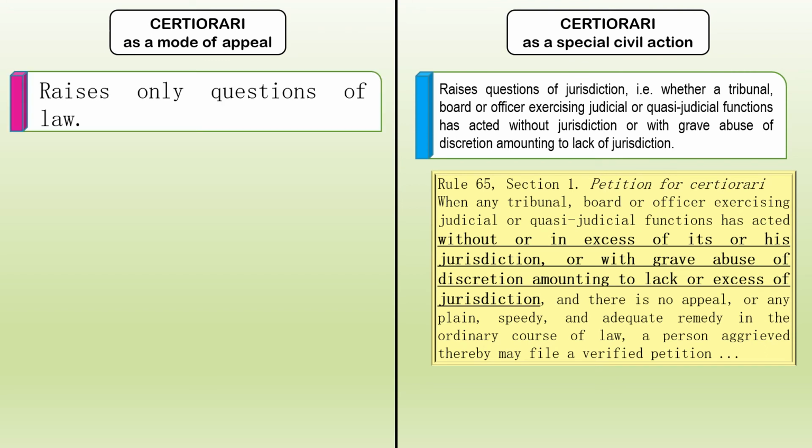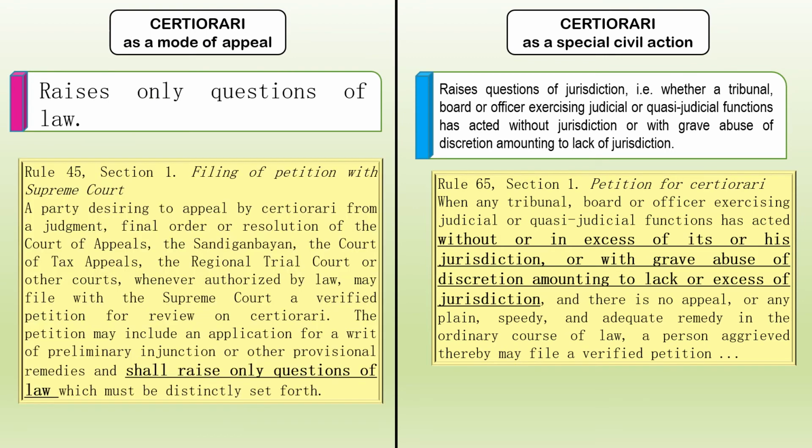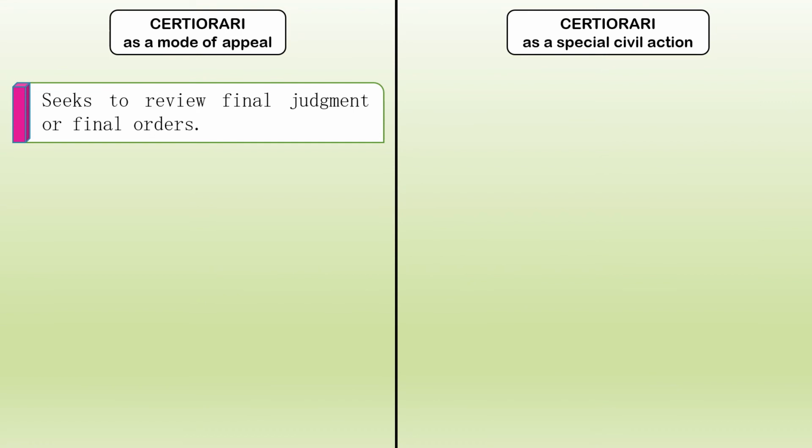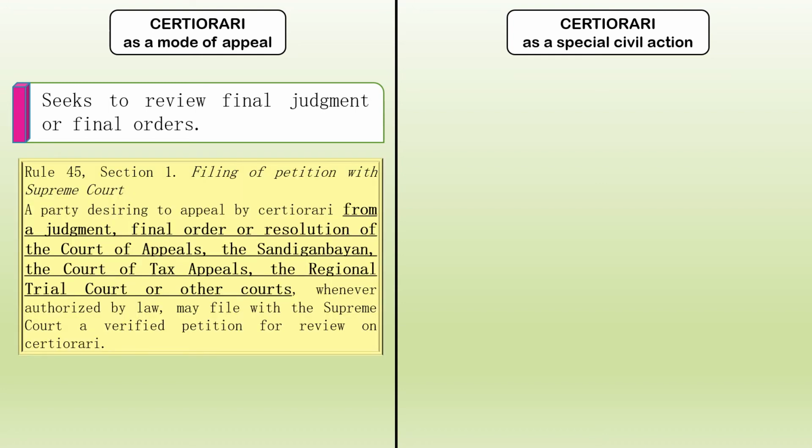How about in Rule 45? What you will be questioning or what you will be raising is only questions of law. That is very clear according to your Section 1 of Rule 45. Next, in Rule 45, what are you seeking to review? You want to review the final judgment or the final orders. That is very clear in Section 1 of Rule 45. You are going to file your appeal by certiorari from a judgment, from a final order or resolution.